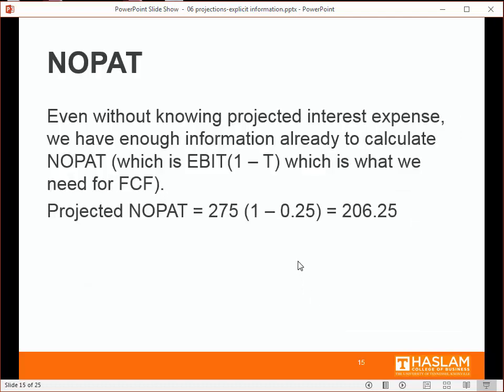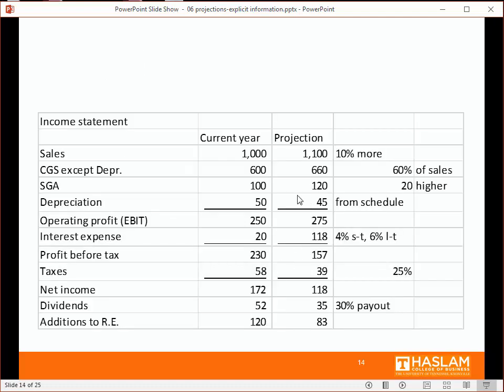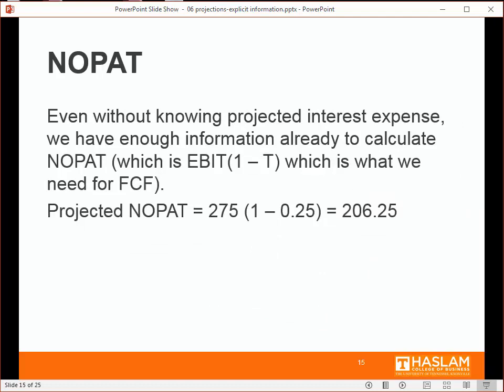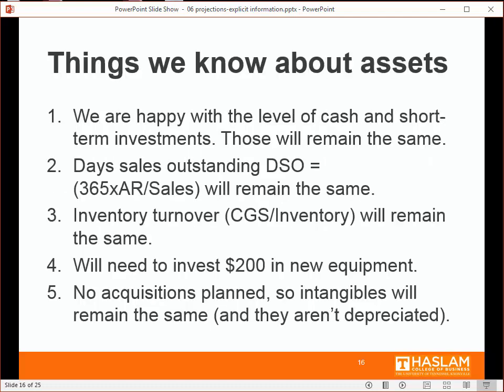But before we move to the balance sheet, let's notice that we do have enough information already to calculate net operating profit after taxes, which is the first component of the free cash flow calculation. We have EBIT, which is 275. And from that, we can multiply by 1 minus the tax rate, or 1 minus 0.25, to get projected net operating profit after tax of 206.25. That's what we would use for the first part of our free cash flow calculation.